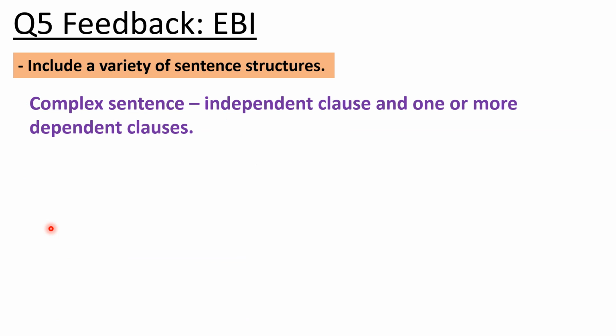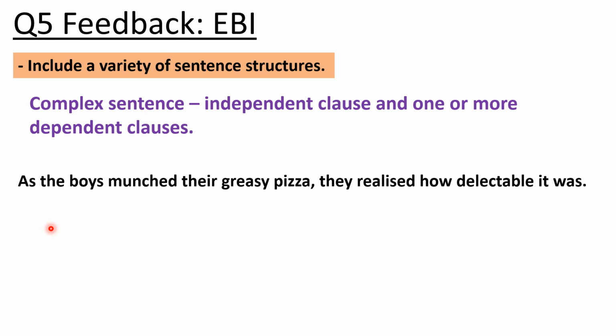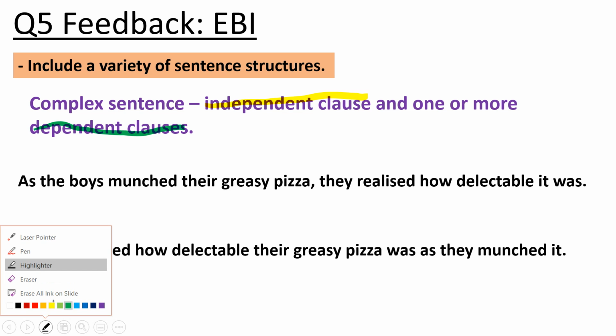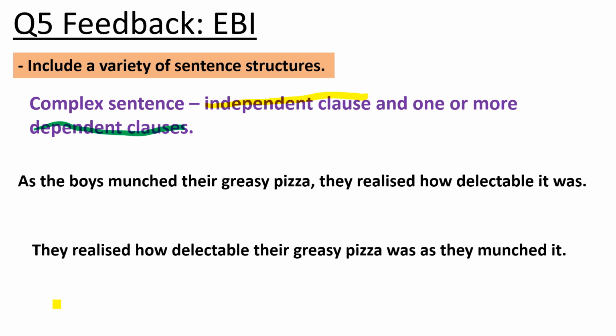So, just to clarify a little bit further about complex sentences, where there is an independent clause and one or more dependent clauses, this is what I mean by that. So we have an independent clause and we have a dependent clause, one or more. So independent clauses are easier to identify because they always make sense on their own.